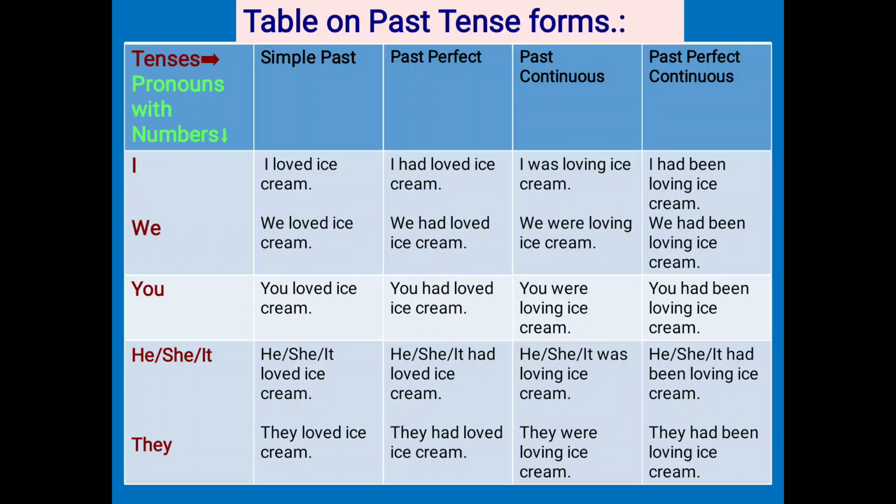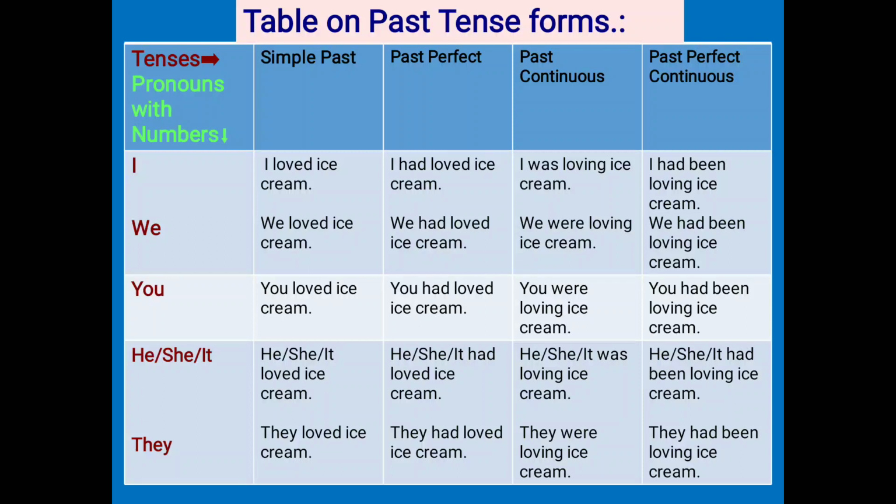Yes, so when we make the I love ice cream simple past, the sentence would become I loved ice cream. Love would be replaced by the second form of the verb, that is loved. I loved ice cream. Similarly, we loved ice cream, you loved ice cream, he, she, it loved ice cream, they loved ice cream. So not much of a change, just a pronoun changing. Yeah, then let us come to past perfect tense.